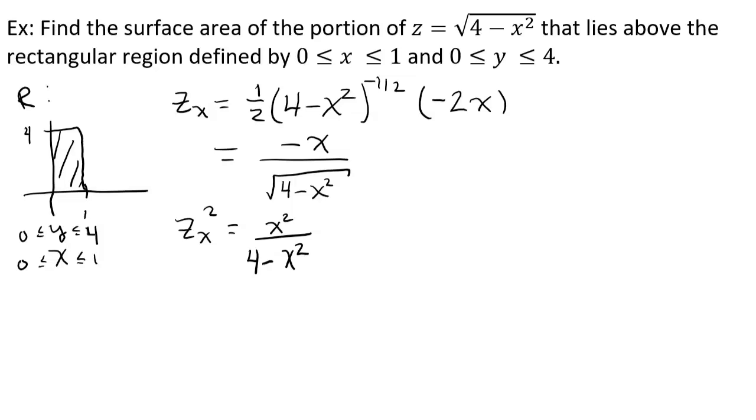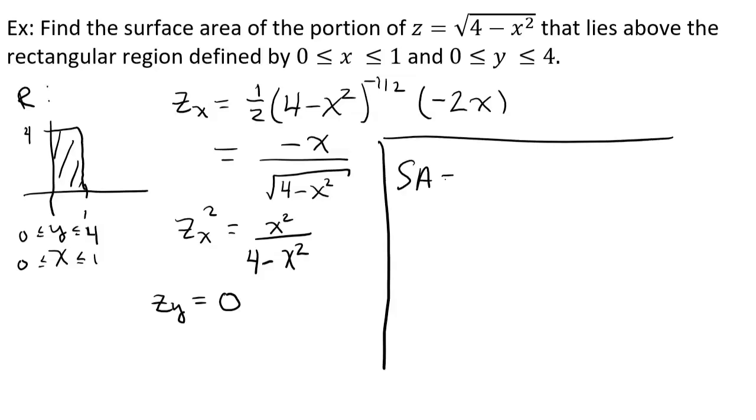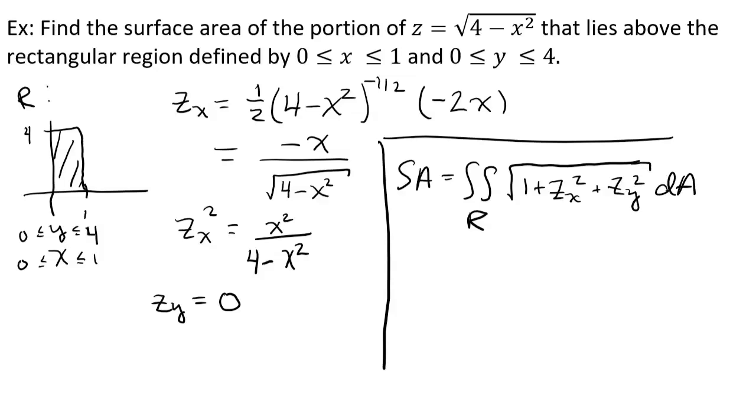All right, we also in our surface area formula are going to need z sub y. Notice though, when we take a look at z, there are no y terms. So in terms of y, this entire function is a constant. So z sub y is just 0. So when we take a look now at our surface area integral, the surface area is that double integral over the region R, where we do the square root of 1 plus z sub x squared plus z sub y squared. That was why we found those partial derivatives. And then we're doing this with respect to area.